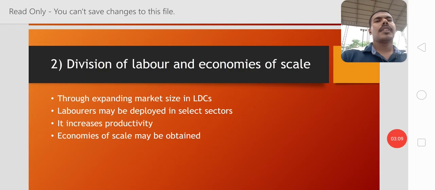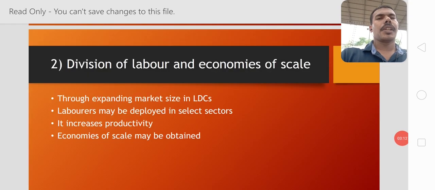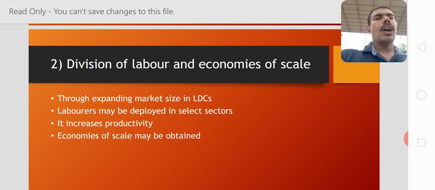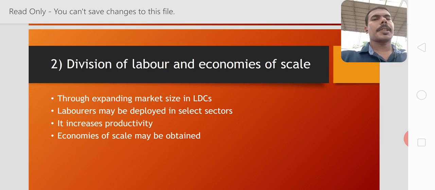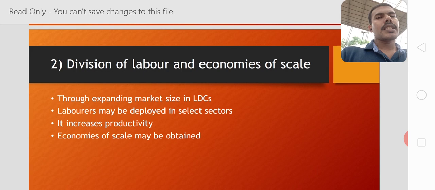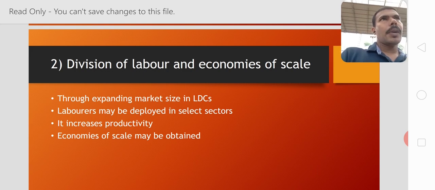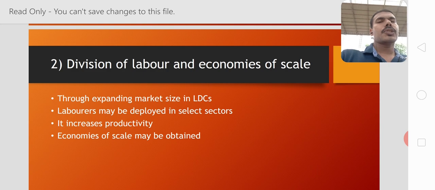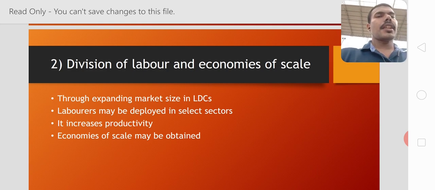The second one is division of labor and economies of scale. So you know the division of labor and economies of scale. So how does trade contribute to the division of labor and economies of scale? That is the topic that we have been discussing. International trade will open up the domestic market for the foreign producers and foreign markets for the domestic economy. So this is opening up the market. So this will expand the size of the market of the nation involved in international trade.